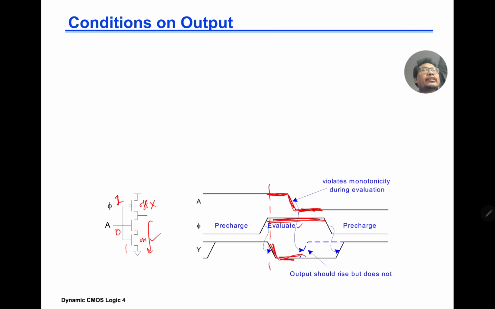Normal inverter, whenever you give a 1, your output is 0. You give a 0, your output is always going to be 1. But for dynamic circuits, during evaluation, you evaluate only one time, which is the first time, and that's it.